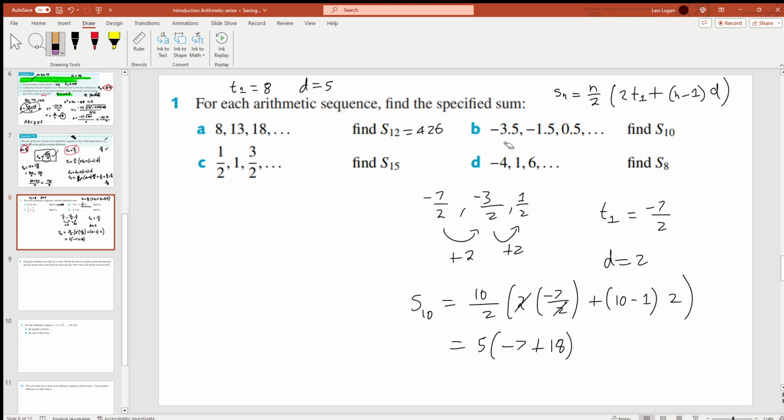It won't be in the hundreds like this one is, so I'm not expecting a huge number, and we can see algebraically we're not going to get a big number. 5 times 7 is negative 35, and then 5 times 18 is 90, so 90 minus 35, I believe, is 55. Yeah, that's about what I was expecting. So the sum of the first 10 terms in that arithmetic sequence is 55.